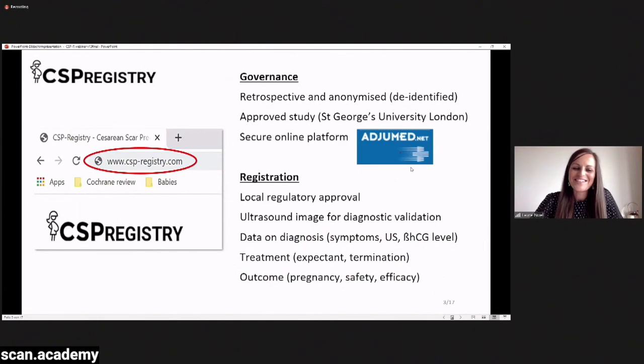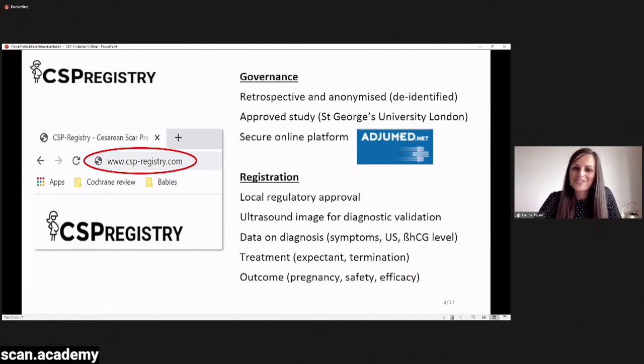So the CSP registry is accessible online through www.csp-registry.com. The registry collects retrospective data from 5 years back, and all these data are completely anonymized and de-identified. This study is approved by the Ethics Committee of St. George's University in London, and all the data are stored on a secure online platform that is managed by Adjumed.